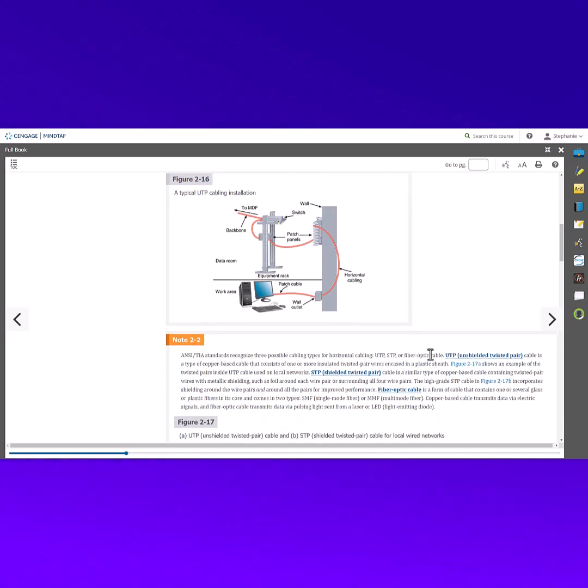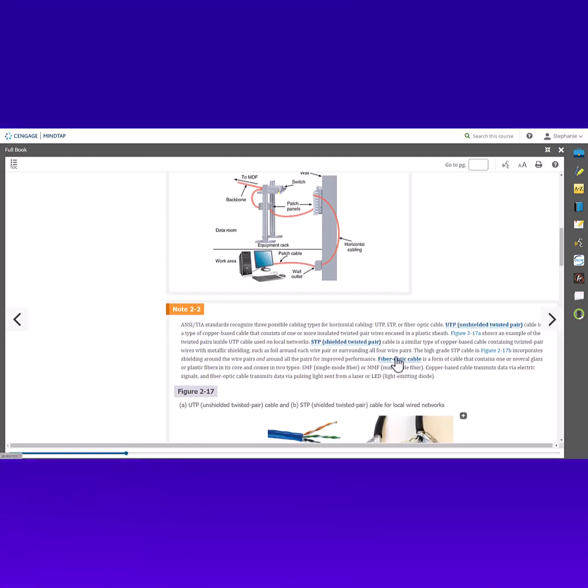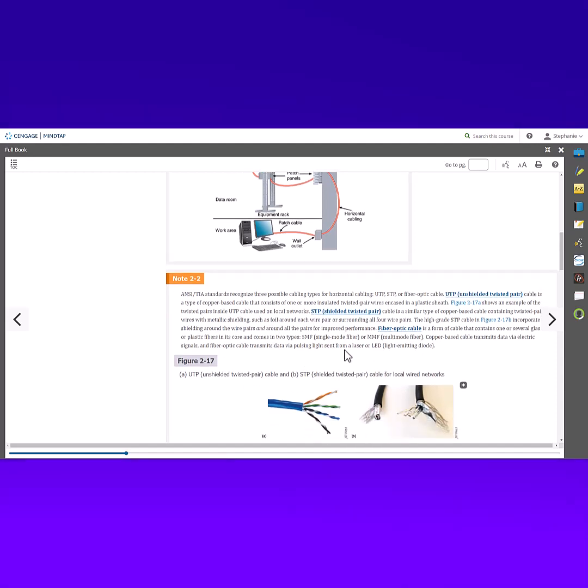Then we have the definitions of UTP, which is unshielded twisted pair, and STP, shielded twisted pair. The ANSI TIA standards are the ones that say you can't go over 100 meters when you're using UTP and STP. And that's all copper-based cabling, so it's going to send all the info that it needs in electrical current. It's going to use that copper for the electrical current. And then I'm going to show you the difference between UTP and STP.